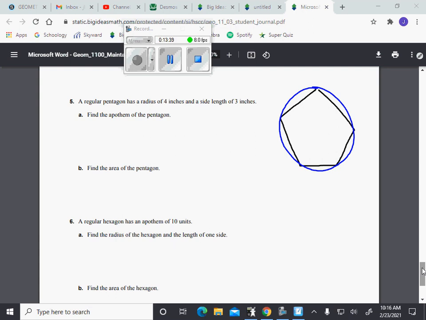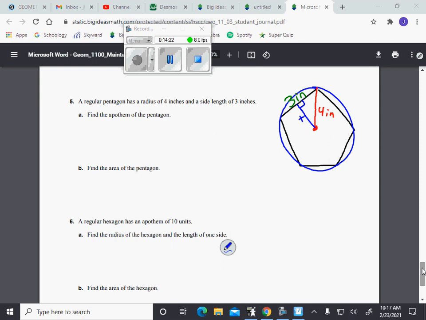Let's see. There's a regular pentagon inscribed in a circle. It has a radius of 4 inches. Okay, so the radius from my center is 4 inches. The side lengths are 3 inches. So right there is 3 inches. Find the apothem. And my apothem will cut that side in half. And how do I find x?